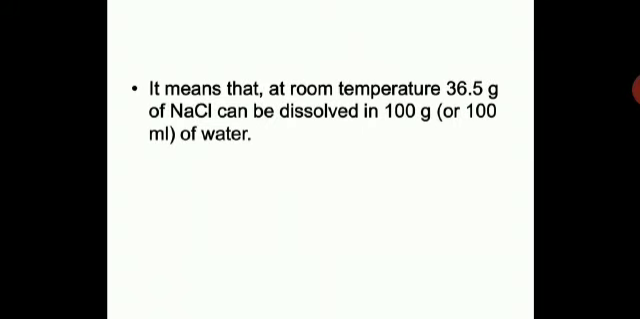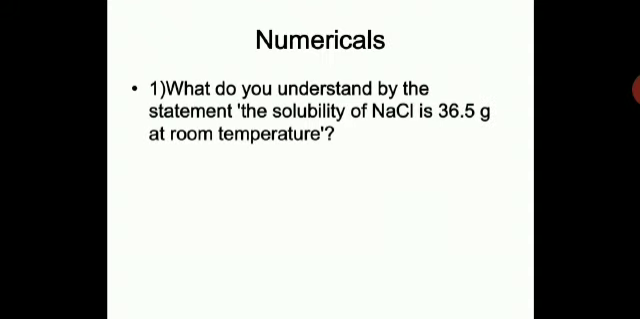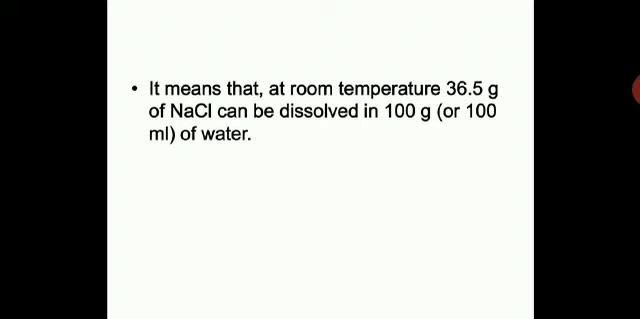It means that at room temperature 36.5 gram of NaCl can be dissolved in 100 gram or 100 ml of water. Suppose the question was, what do you understand by the statement the solubility of potassium nitrate is 62 gram at room temperature? So the answer should be: at room temperature 62 gram of potassium nitrate can be dissolved in 100 gram or 100 ml of water. So that is an interpretation, a very simple interpretation, children.